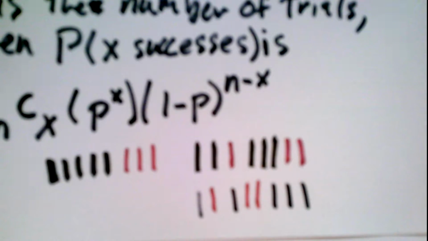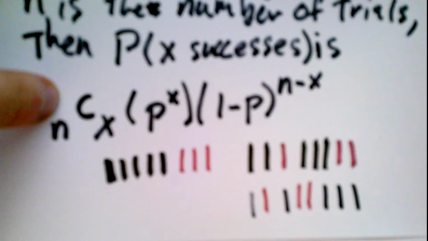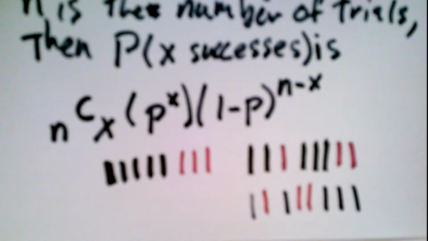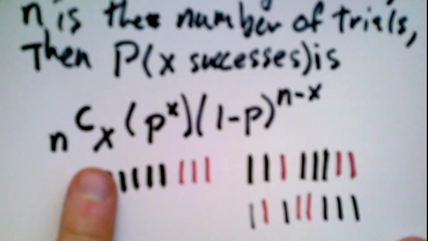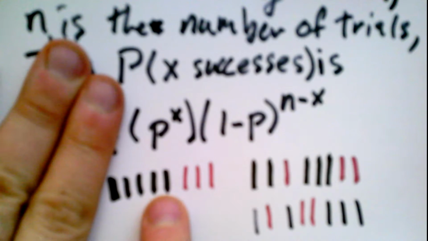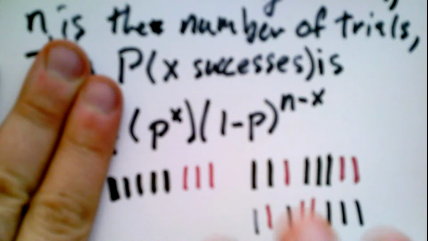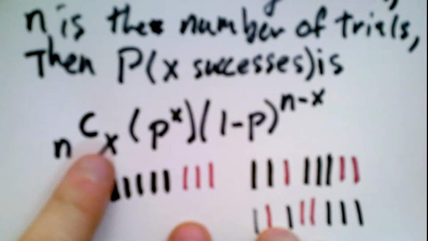So what we need to do is figure out how many ways we can order our successes and our failures. Well, this many ways. So that is why we have this C and choose X. Because this is the probability of getting them this way, and then we need to add in the probability of getting them this way, and every other possible order that they could come. And the number of ways that they can be ordered is this.